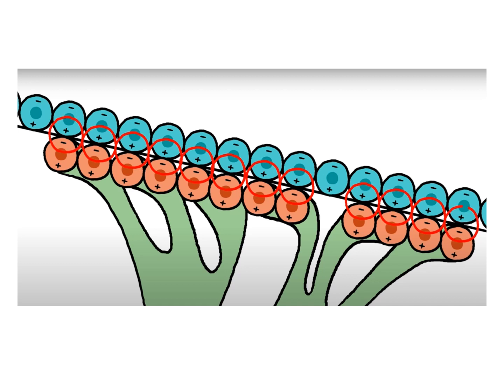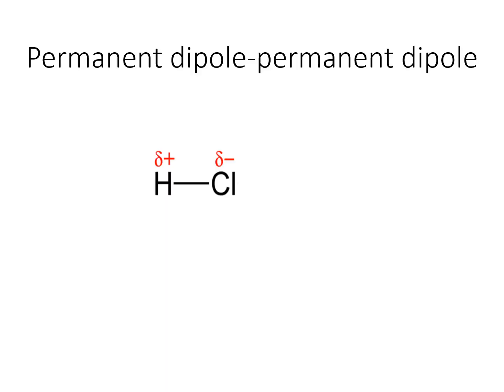Our second intermolecular force now. Here we've got a molecule of hydrogen chloride. We have a dipole over this, and it's a permanent dipole. The chlorine is always going to be partially negative because it can take the electrons towards it, as it's more electronegative. And the hydrogen is always going to be partially positive. So we have a permanent dipole.